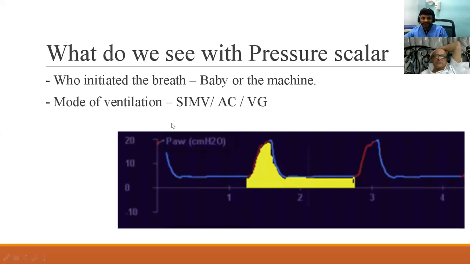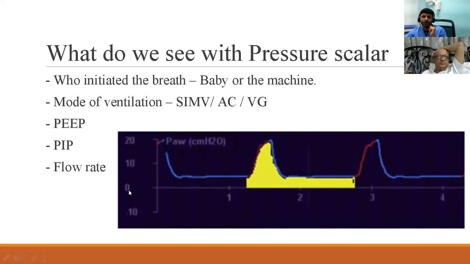Like I said, the mode of ventilation also can be assessed by looking at the pressure scalar. Once you look at the pressure scalar, you know whether it is an SIMV, that is synchronized intermittent mandatory ventilation, or assist control, or a volume guarantee form of ventilation, which I will also show you how the pressure scalar will look like. This particular scalar will also tell us how much PIP we are using, and also how much is the flow rate. For example, the rate of rise of the inspiratory breath in this particular loop will tell us how much flow we are giving. If we give a very high flow, it will be like a square. If we give a very slow flow, it will be like a sinusoidal wave.